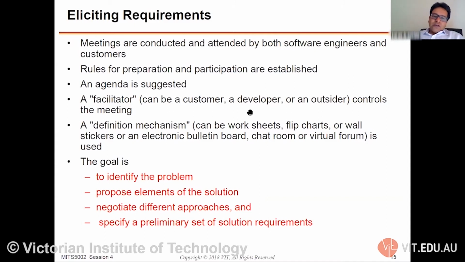Overall, the goal of this requirements activity is to identify the problem, what is needed, propose elements of the solution, and negotiate different approaches. For example, if you think this is how we can solve your problem, you communicate that back to them in those meetings, in that discussion. It's not necessary to have just one single meeting. It could be a series of meetings or discussions, and you specify a preliminary set of solutions for the requirements, and then we negotiate those requirements back to the customers too.